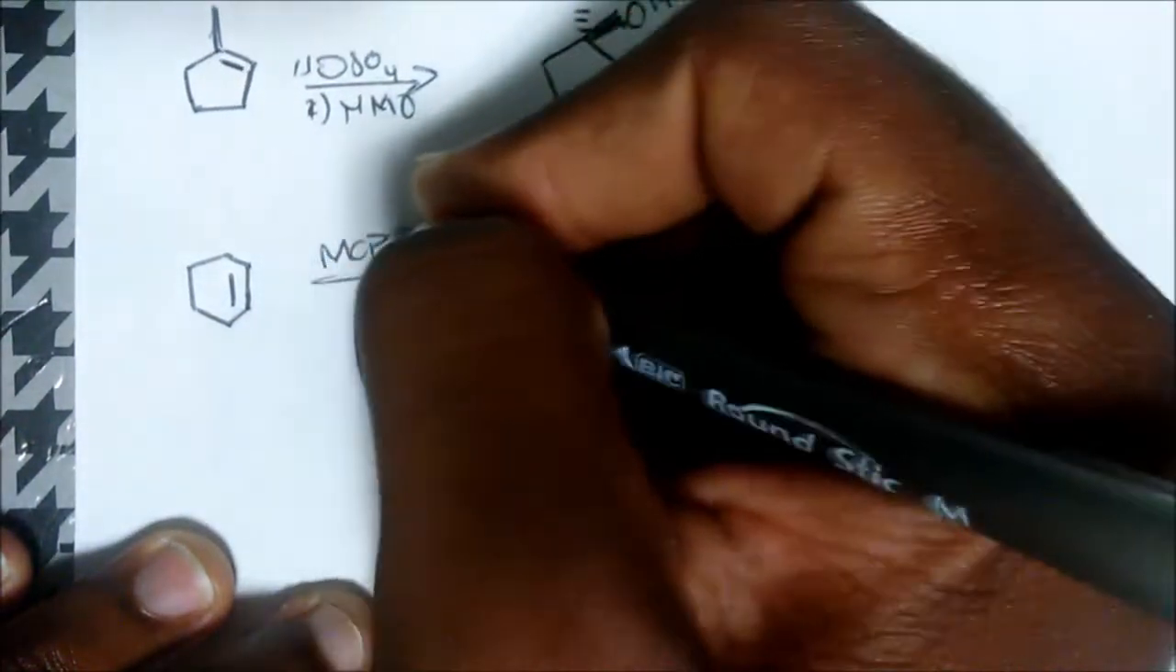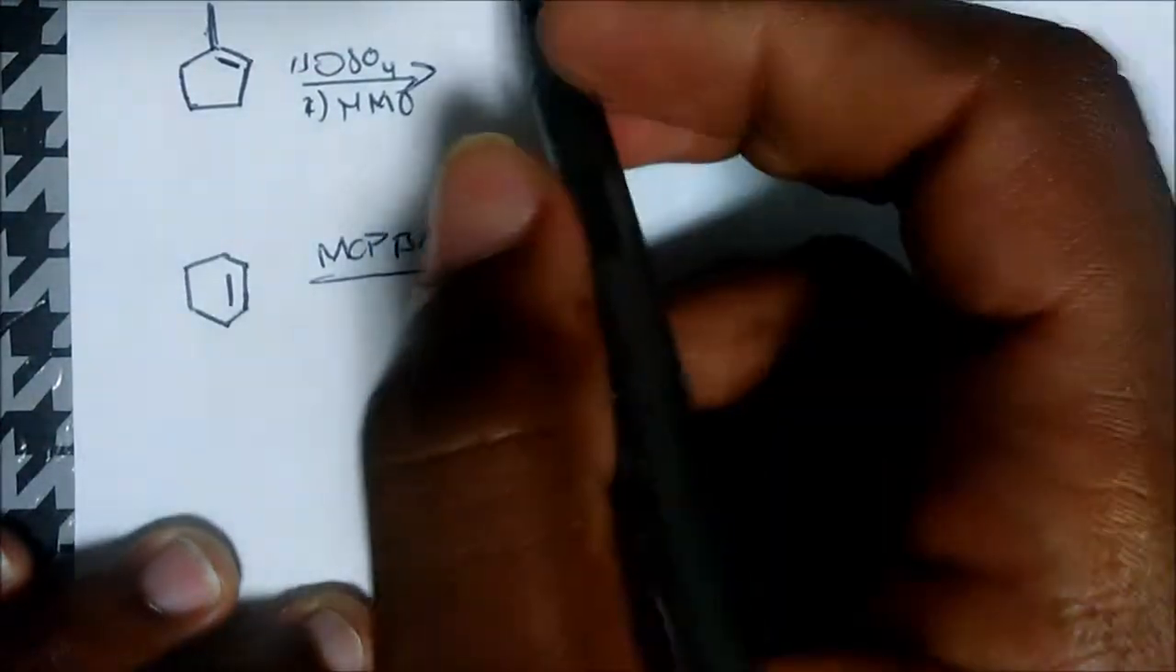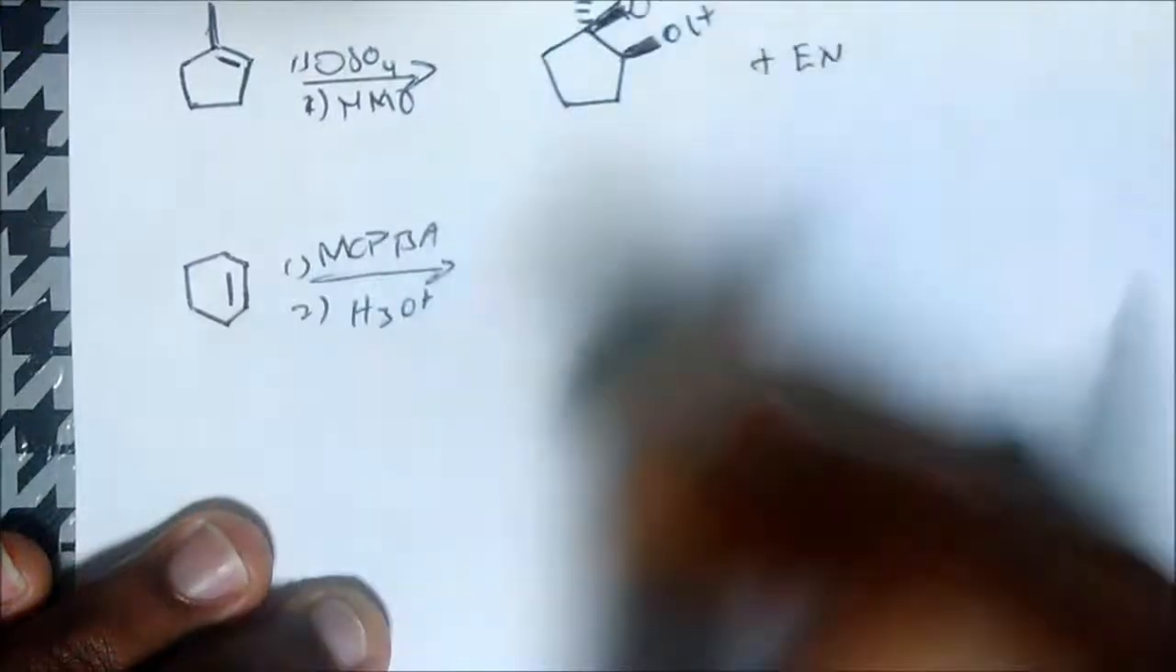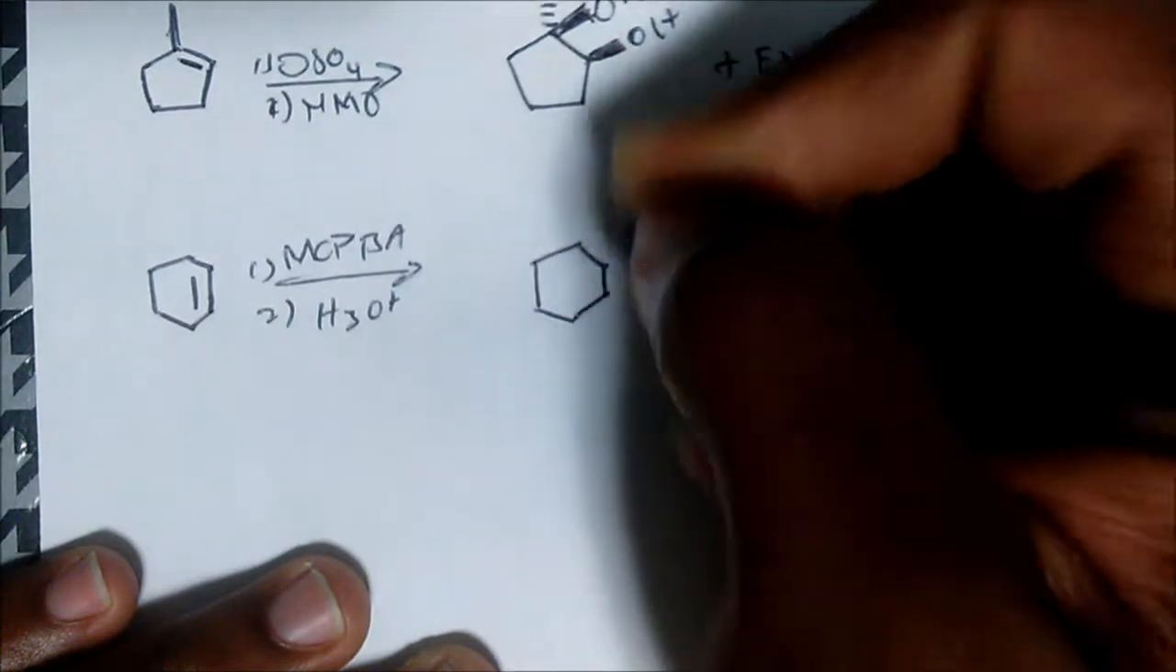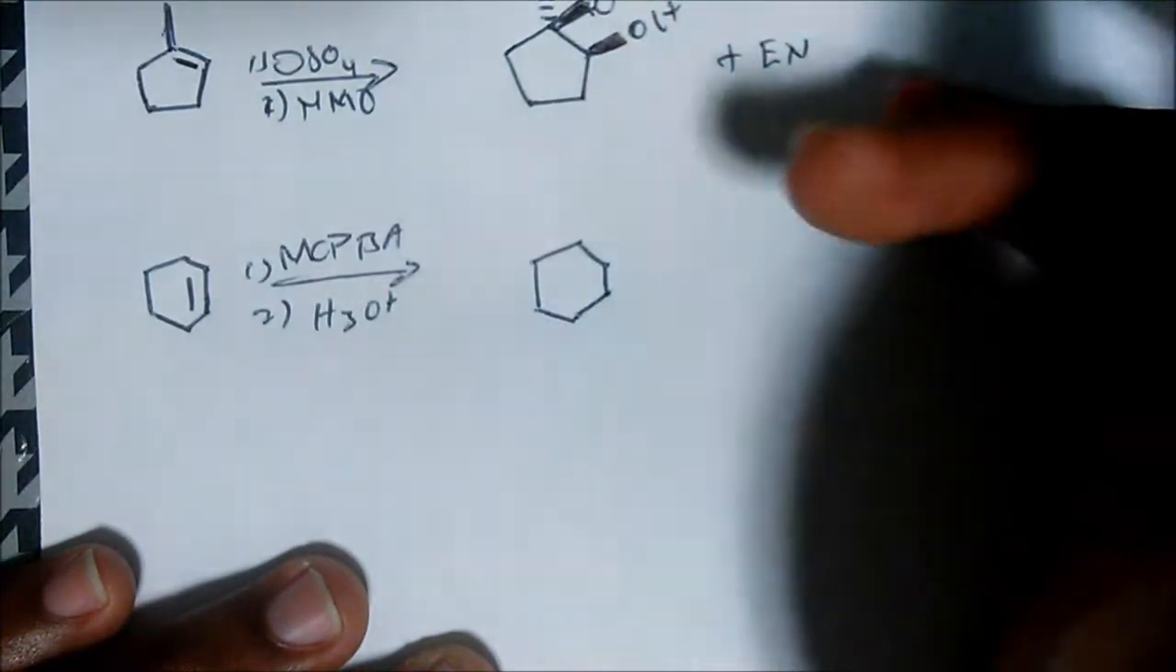What if we had this molecule, and we add MCPBA, which is metachloroperoxybenzoic acid, in the presence of some acid workup in the second step. What would be the product? Well, again, this is a dihydroxylation reaction, so we're making a diol here.